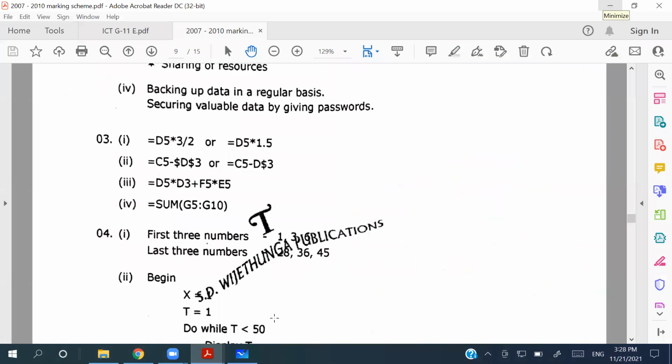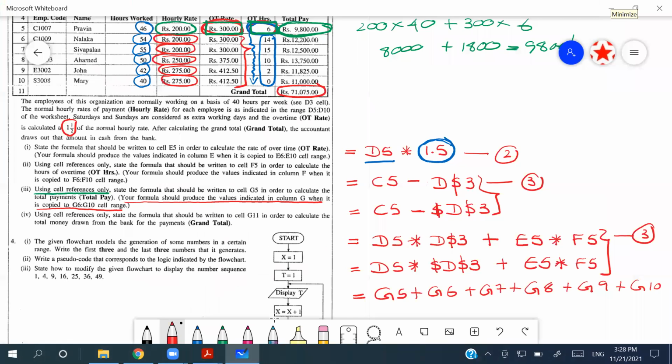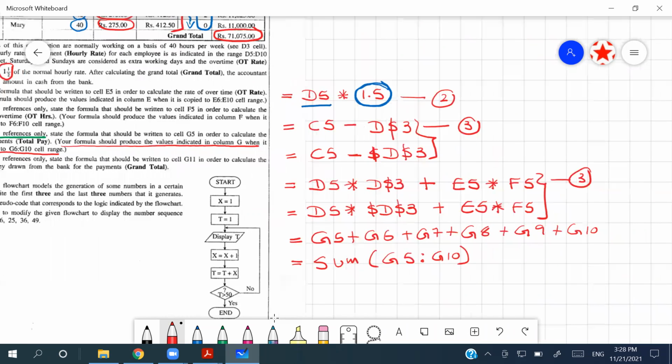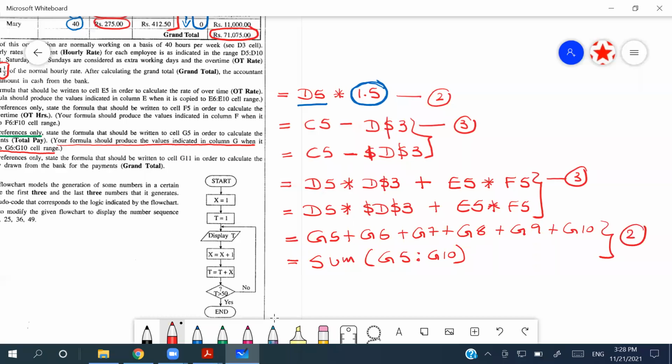Right. And people, they have said SUM is also possible. Right. I had a doubt about that, using cell references only, state the formula. Yeah, since they have said formulas can be equations and functions both, never mind. Take equals SUM G5 colon G10 as well, right? So for this part, you will be taking 2 marks.